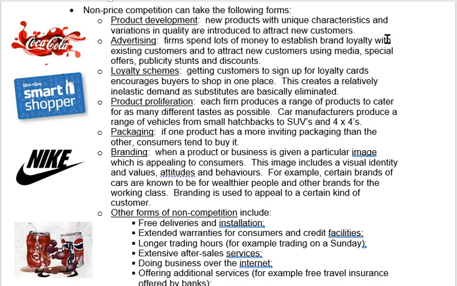So the first thing there is product development. This is where new products with unique characteristics and variations in quality are introduced to attract new customers. In other words, you are producing more variants of your product. Coca-Cola is very good with this. The Coca-Cola company has developed their products. They don't just have Coke. They have added to that Coke Zero. They have Coke Light. In other countries, they have Coke Light with lemon. They have cherry cola, right?